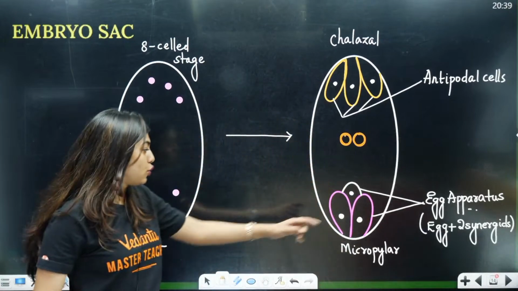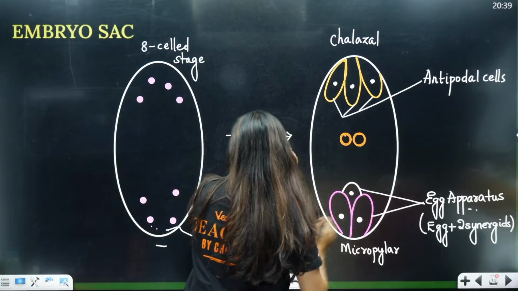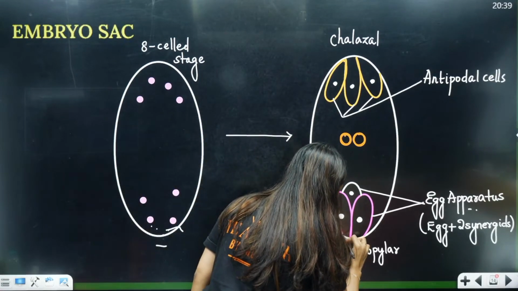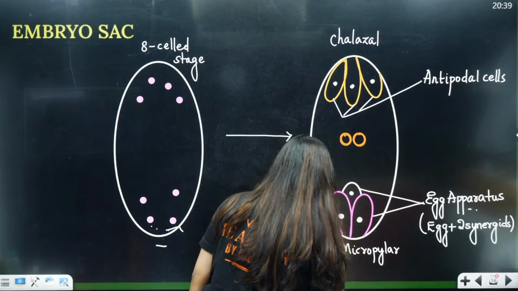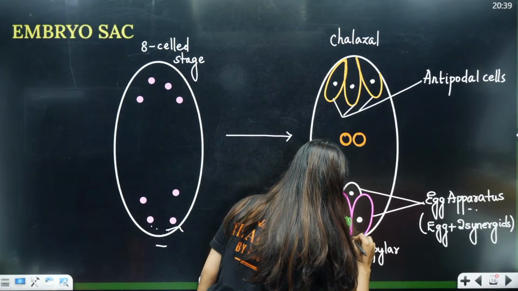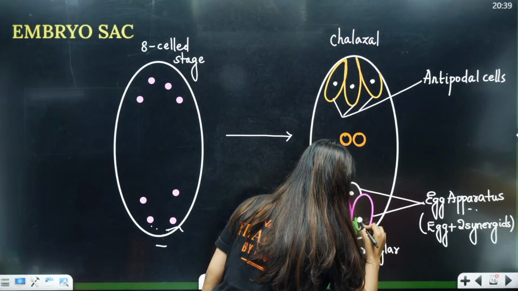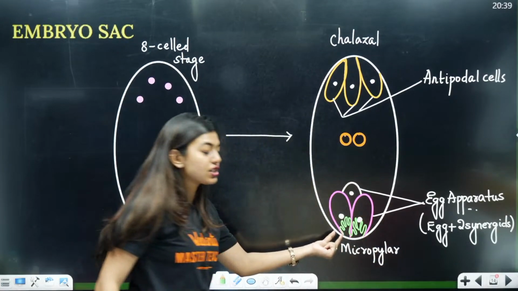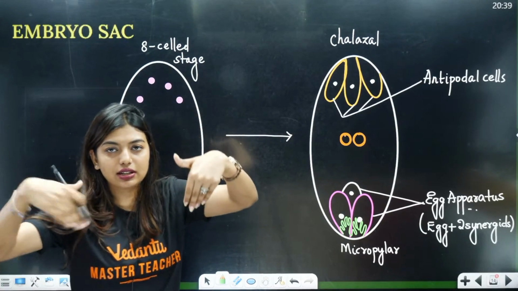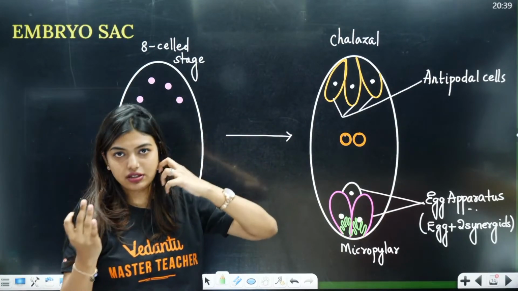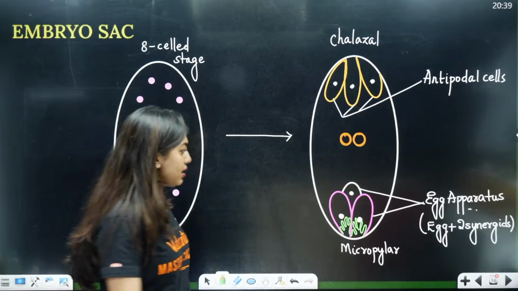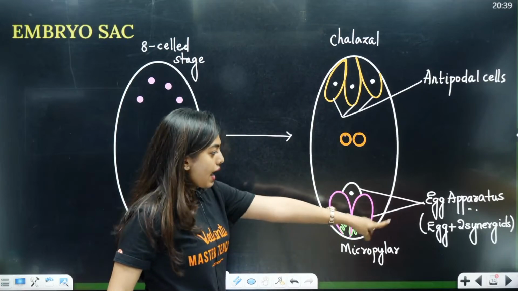Now, one thing you have to know about the synergids, students, is that the synergids have a filiform apparatus, finger-like. This filiform apparatus is going to help the pollen grains, saying, hey pollen tube, come this way, you have to enter to meet the egg. So the filiform apparatus is going to guide the pollen tube to enter inside. So the egg apparatus is clear: egg plus synergids.